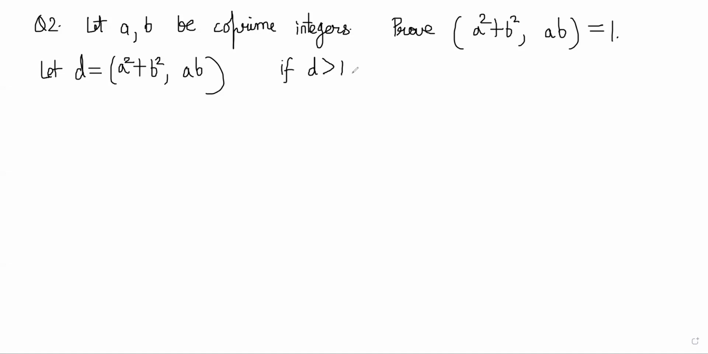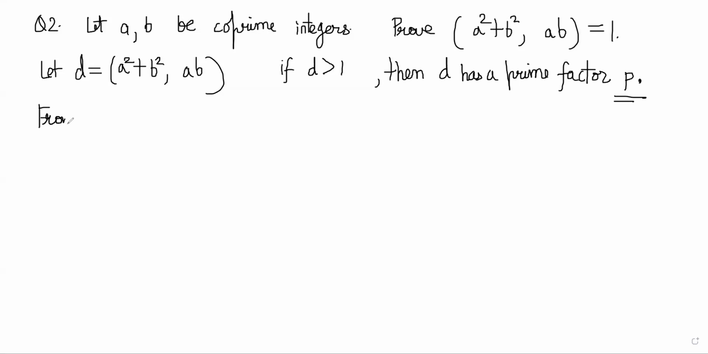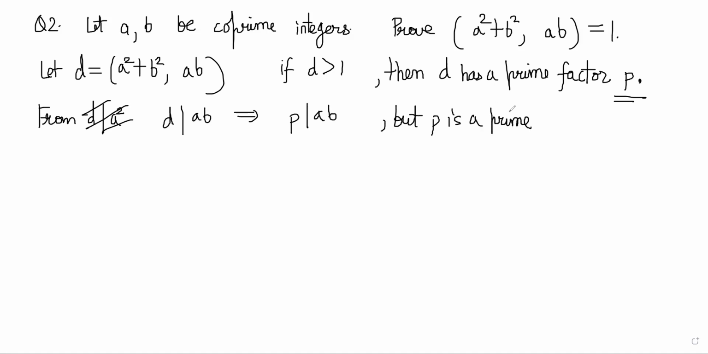If D is greater than 1, then D has a prime factor p, obviously. Any number greater than 1 has a prime factor. So then we know that D divides a square plus b square and D divides ab, which implies that p divides ab, right? But p is a prime. So therefore, that implies that p divides a or p divides b, right?